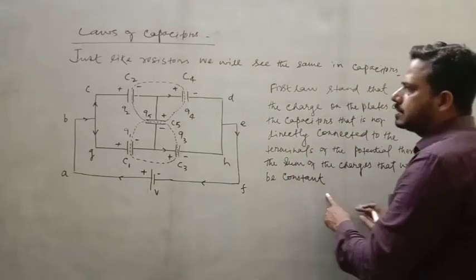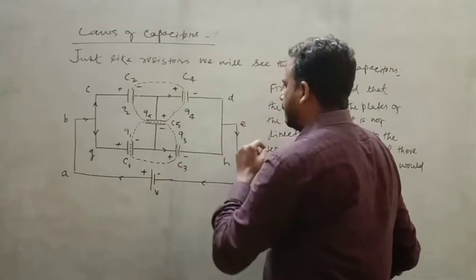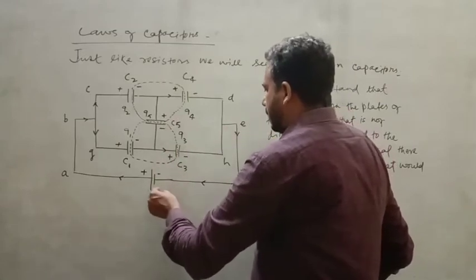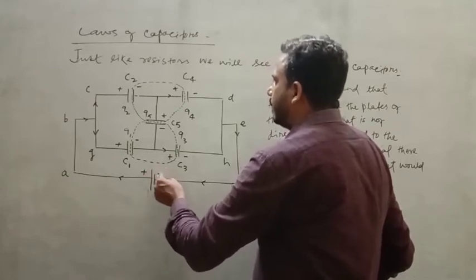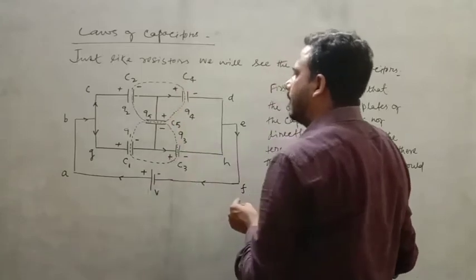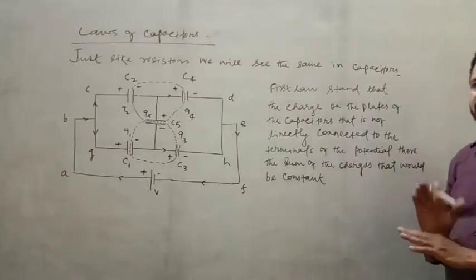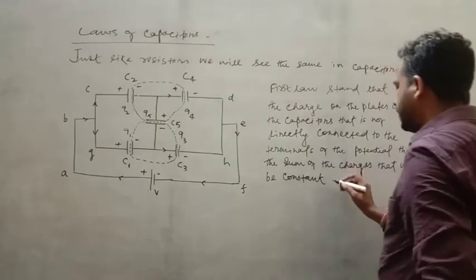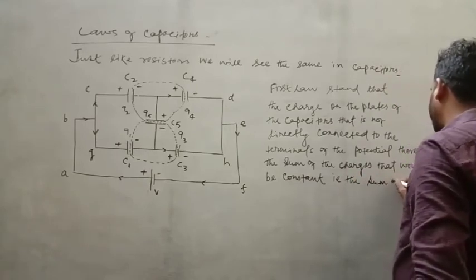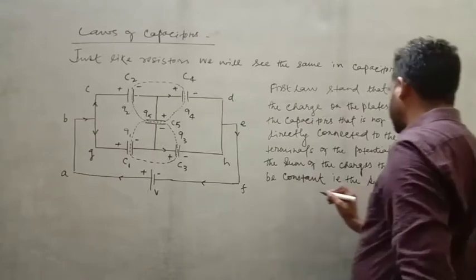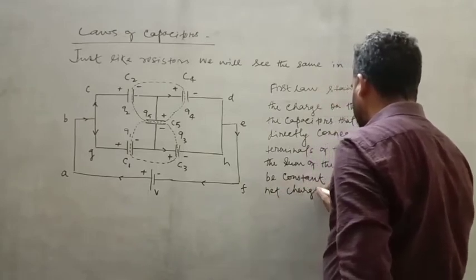Constant, that means after and before the connection of this EMF, the sum of the charges between these plates will be constant, that is, the sum of the net charge will be 0.